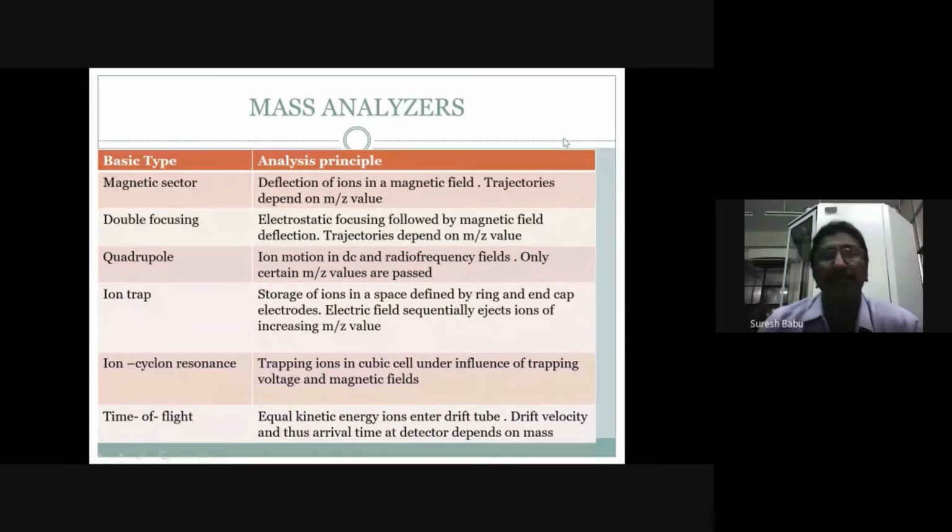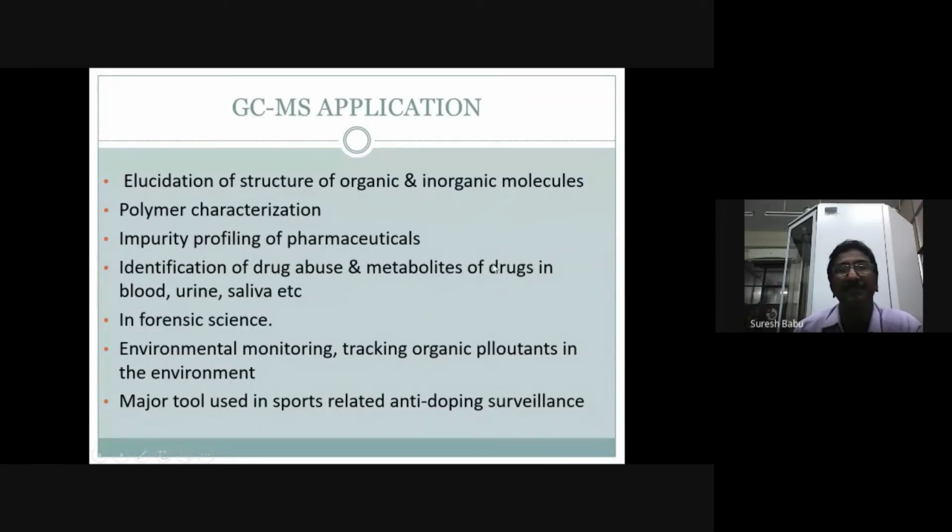The next part is mass analyzers. The commonly used mass analyzers in GCMS are magnetic sector, double focusing, quadrupole, ion trap, ion cyclotron resonance, and time of flight. Most of them were discussed earlier.